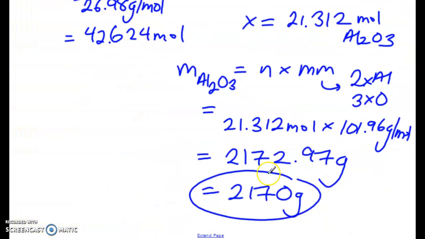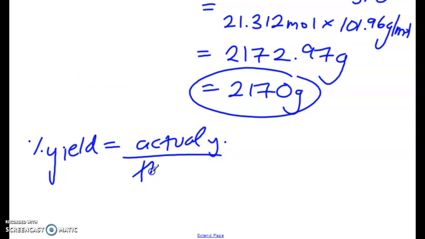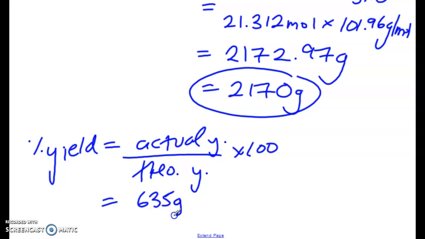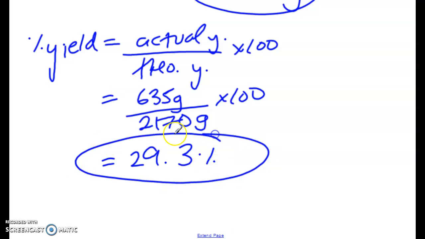So up till now, everything we've done has been regular stoichiometry. So here's where the new part's going to come in. So we have actual yield over the theoretical yield times 100. So this is our 635 grams over 2170 grams. So we get here 635 divided by 2170. So we get pretty much 29.3% yield.